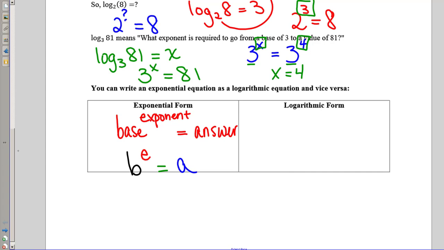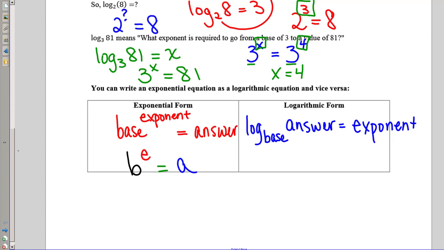Okay. With the logarithmic form, you have log base answer equals exponent.